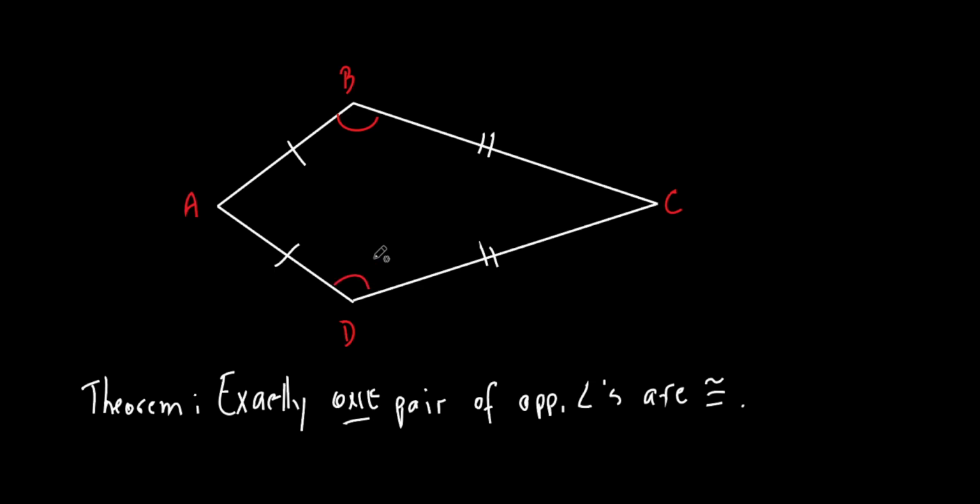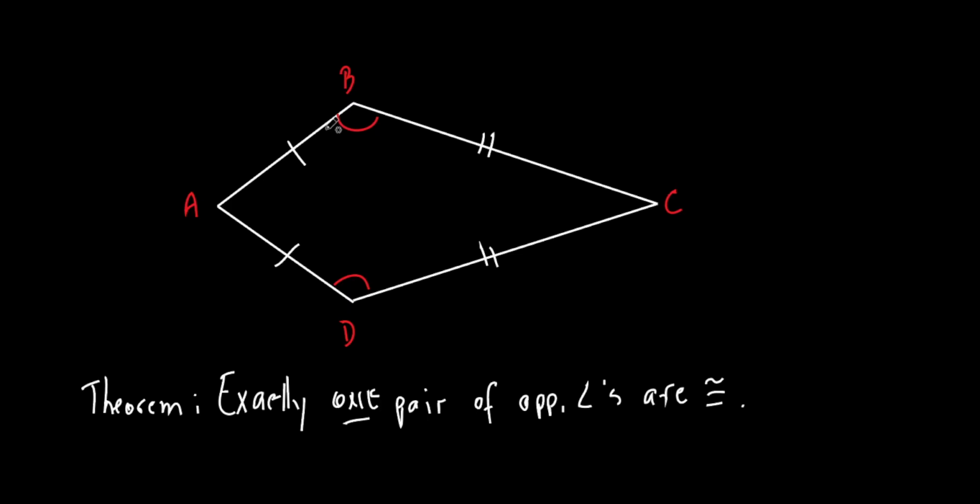Do you remember on a parallelogram you had two pairs of opposite angles that are equal? On this one you only have one pair of opposite angles that are equal. That means, tell me something about angle A and angle C. They're not equal. Very good. So A and C are not equal to each other. Everybody got that?